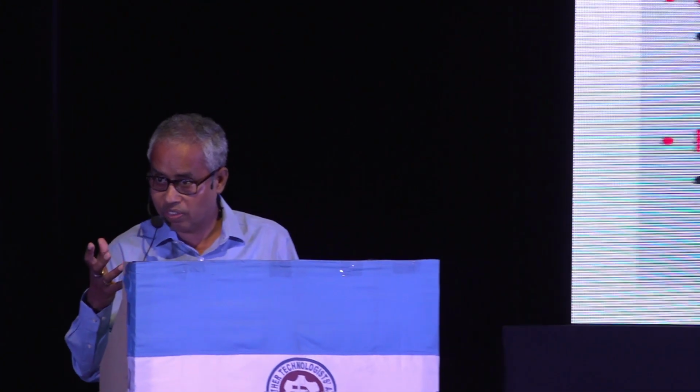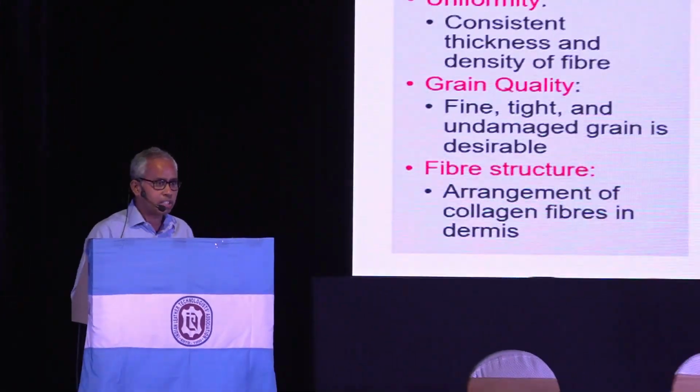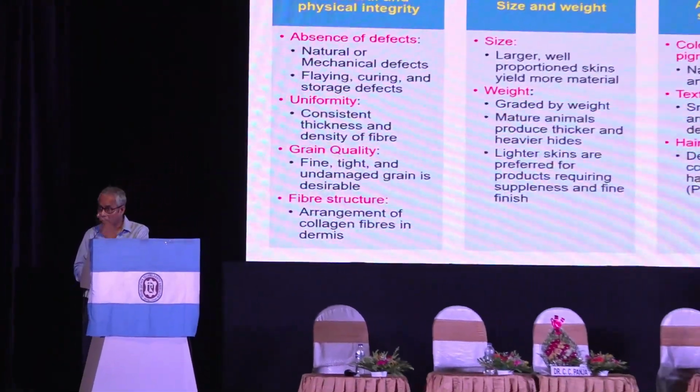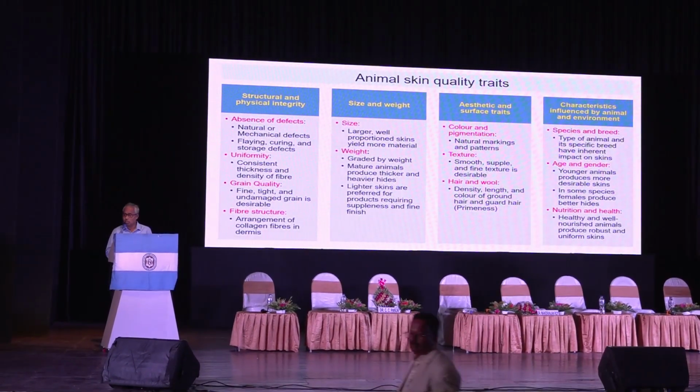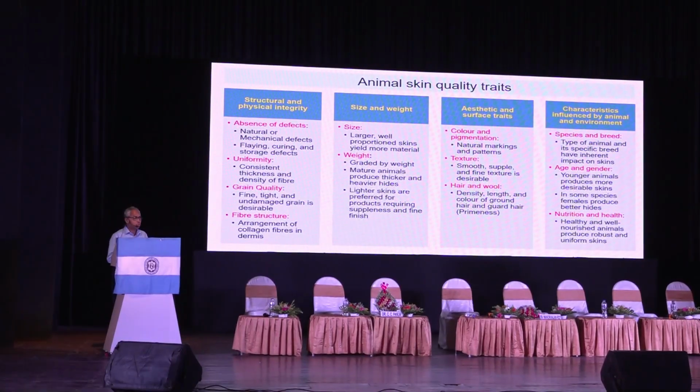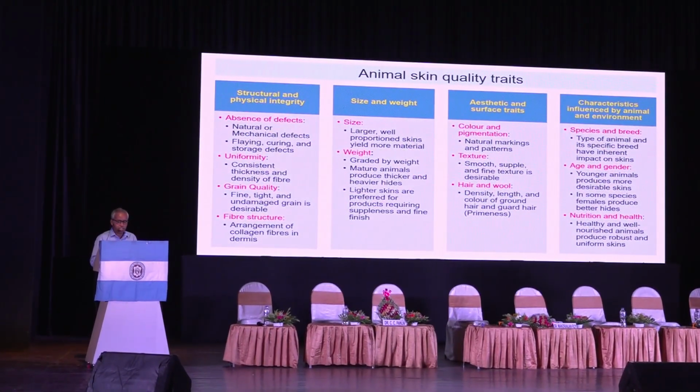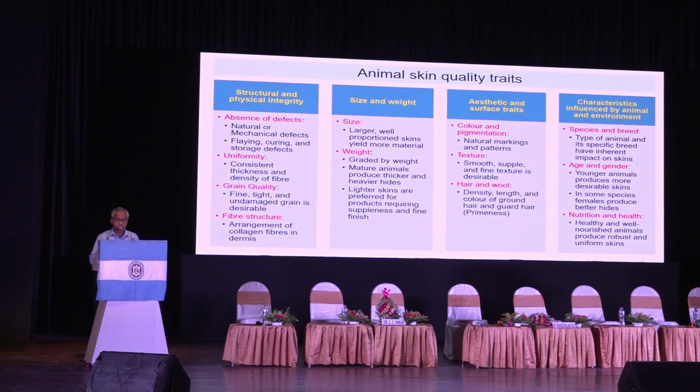The second one is size and weight. These are all related with the acceptance of the leather and ultimate quality of the leather. Third, the aesthetic points of view and surface traits, that is color and pigmentation. The Black Bengal goat having black color and pigmentation is also very, very vital. Now, texture of the skin, texture of the ultimate product, leather, as well as the hair and wool, these are also very, very vital.